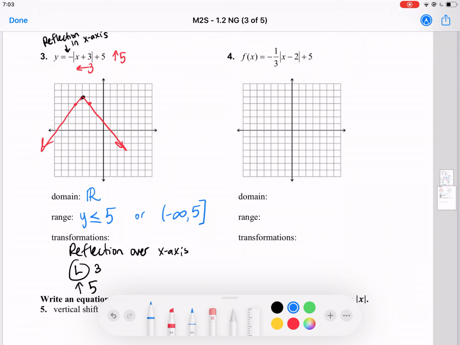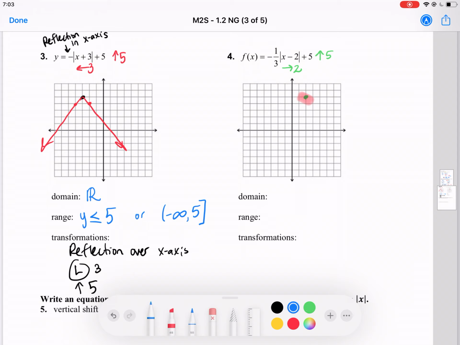All right, let's do another one. So we're going to do this one. Remember, inside, you're going to go opposite direction, so it's -2, so we'll go to the right 2, +2. And then it's +5, so we'll go up 5. So 1, 2, 1, 2, 3, 5. Wow, I can't count. There we go. And I'll highlight that so we know that's our vertex.